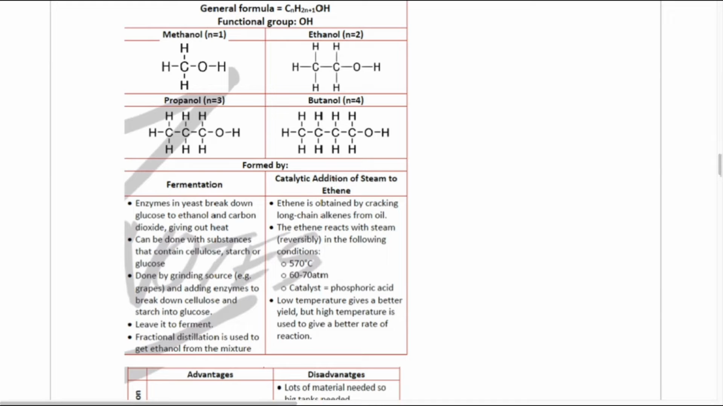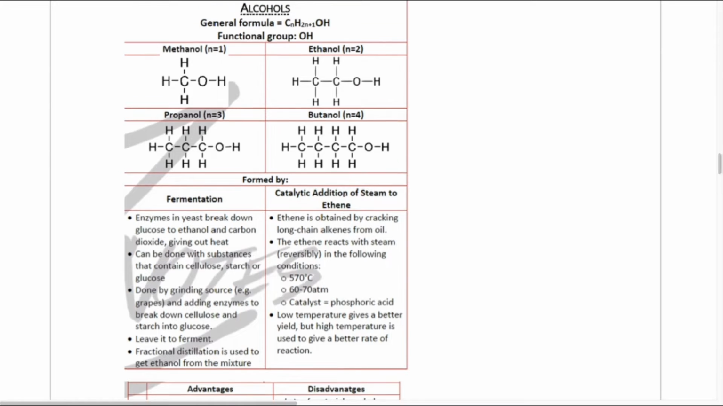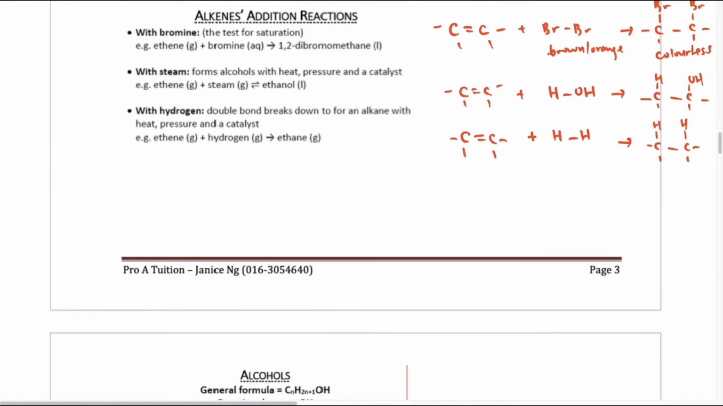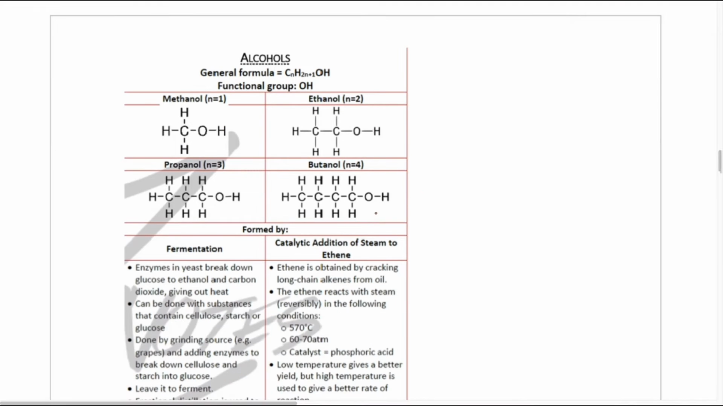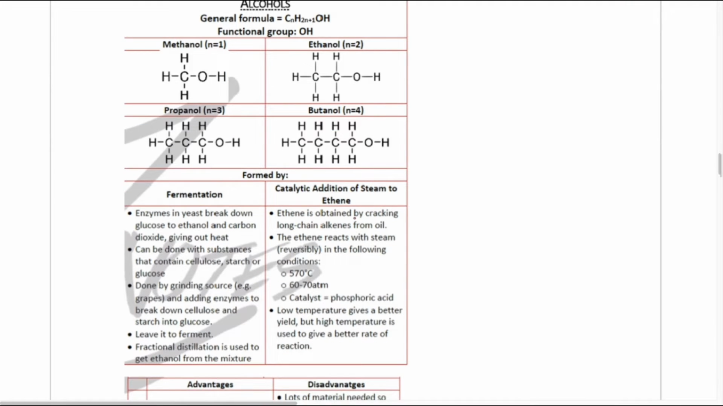Okay, so this is the traditional way, but we have an alternative way to form alcohol, which is catalytic addition of steam to ethene. As you can see, ethene plus steam becomes alcohol. Alcohol has OH there. Ethene is obtained by cracking long chain alkanes from oil. So if you want to get ethene, you can crack the alkane. Then the ethene reacts with steam in a reversible way under the following conditions.